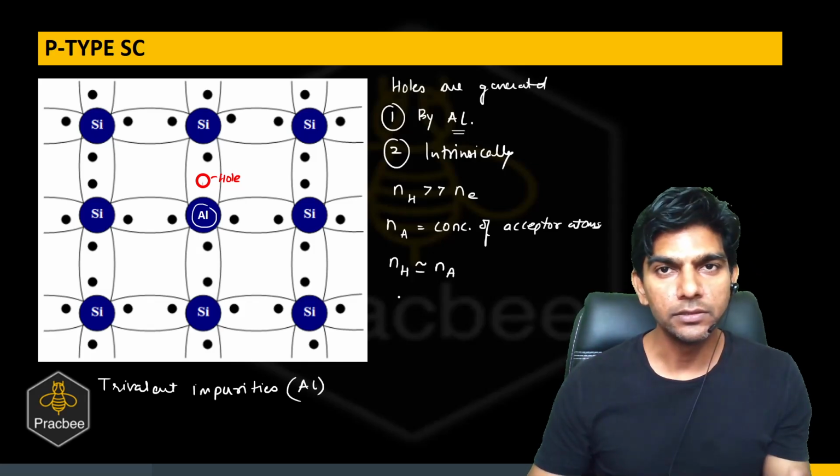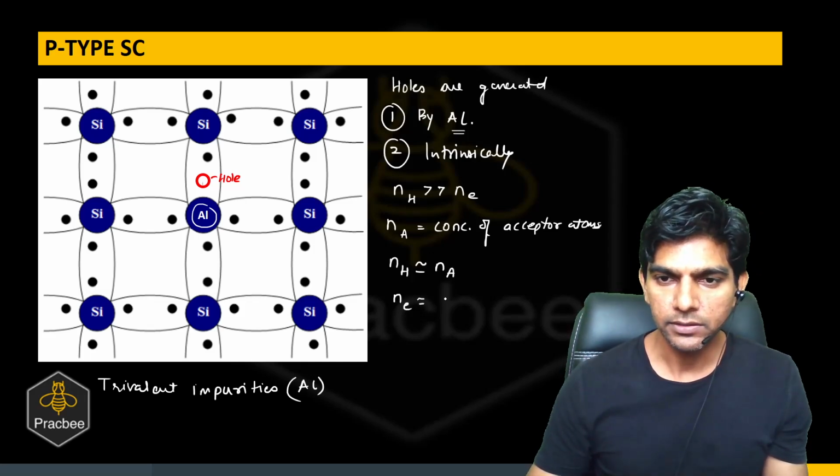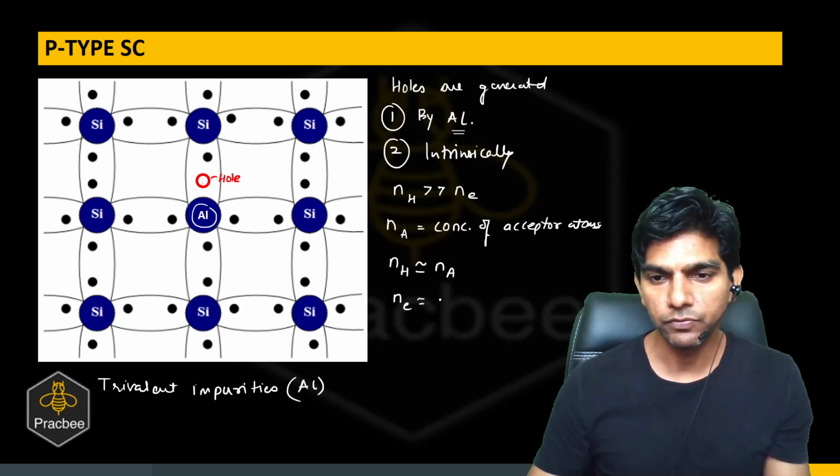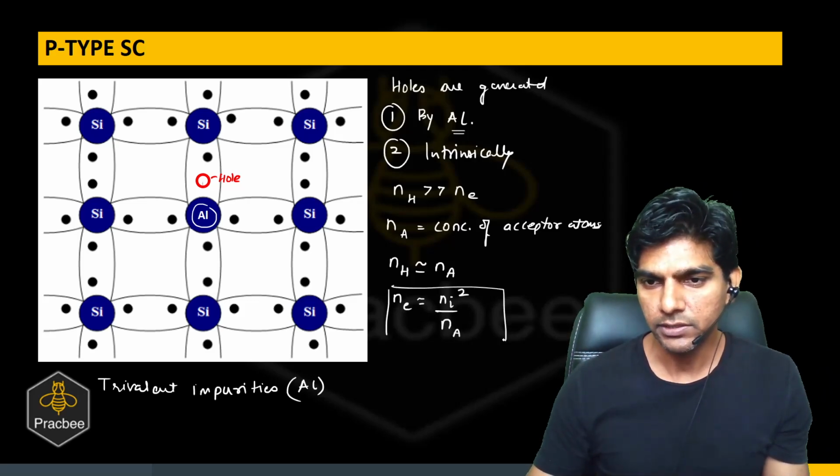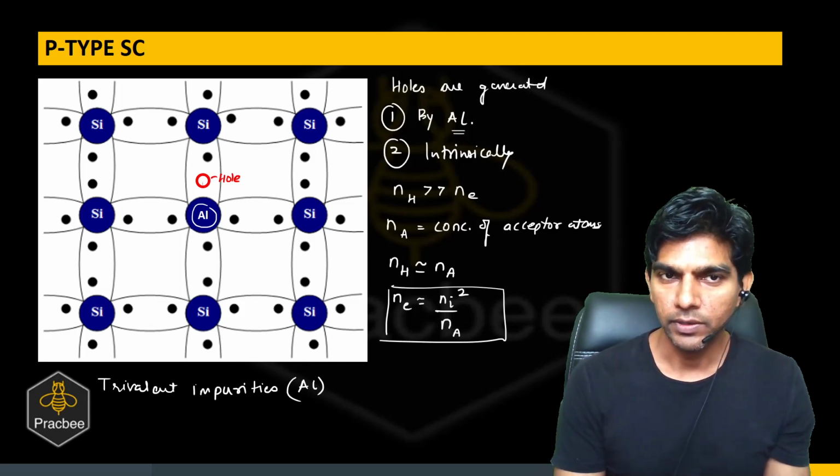And if we want to find the concentration of electrons, we can find this by using the intrinsic charge carrier formula, so Ni squared divided by Na. We can use this and find the concentration of electrons. I hope the concept is clear.